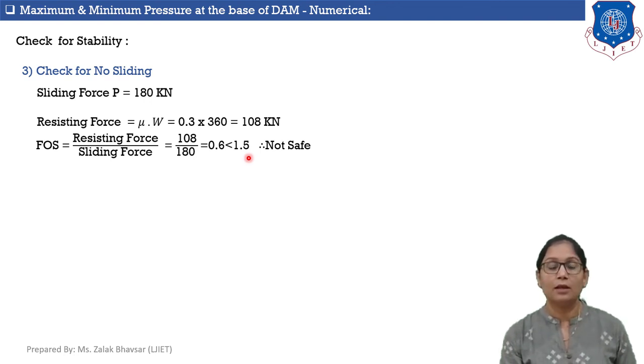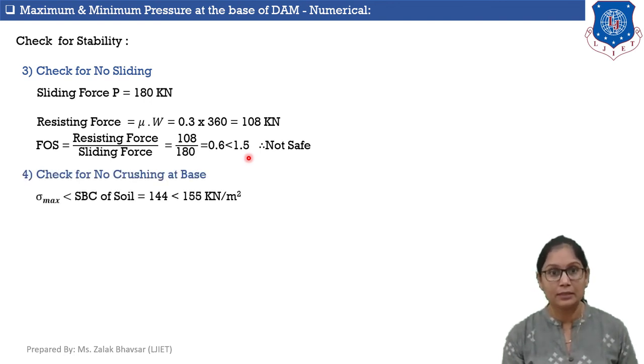Okay, now let's check our last condition, which is no crushing at the base. For no crushing at the base, sigma maximum should be less than the safe bearing capacity of the soil. Sigma maximum as we calculated is 144 kilonewton per meter square, and the safe bearing capacity of the soil, which is given in the data, is 155 kilonewton per meter square. So 144 is less than 155, so we can say that there will be no crushing at the base of the dam.